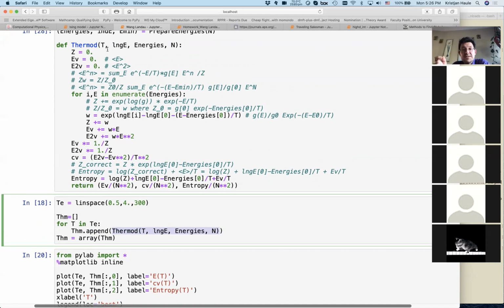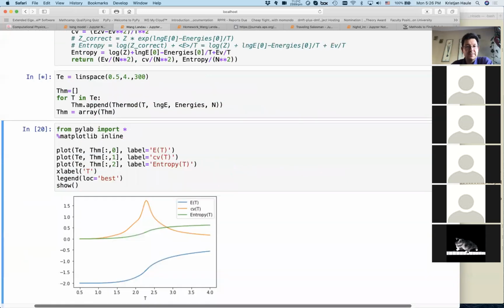So in other words, once we have the density of states, we can evaluate all thermodynamic quantities very simply by doing the sum over energies, isn't it? So it's very, very simple. And then we store all these thermodynamic quantities into THM. So we evaluate this, and now we can plot.